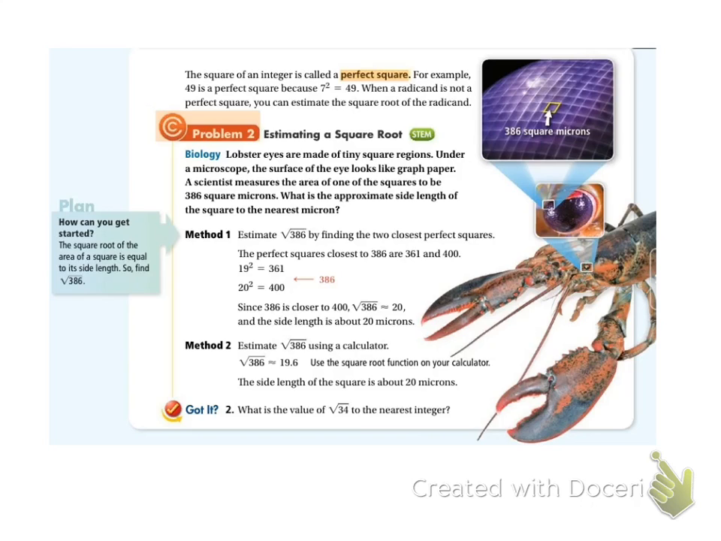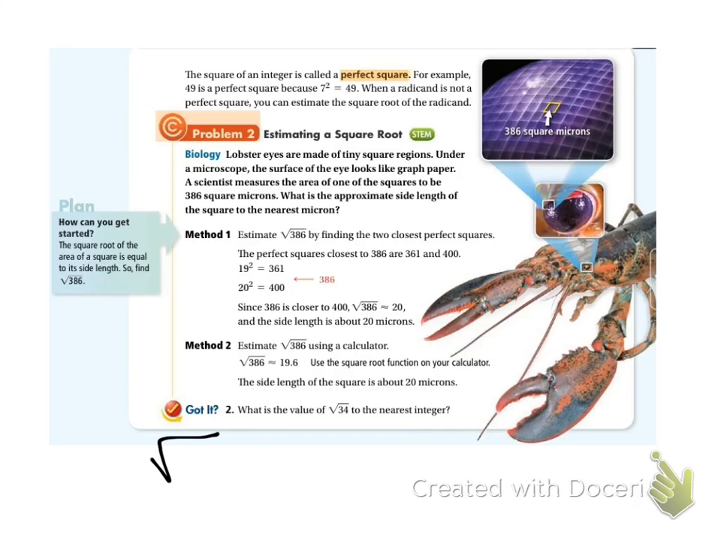So, if we need to estimate the square root of 386, we need to find the two closest perfect squares. So 19 squared is equal to 361, and 20 squared is equal to 400. 386 is a little bit closer to 400, so the square root of 386 is approximately 20. We use that squiggly equal sign to mean approximately. And then we can check it using our calculator as well.